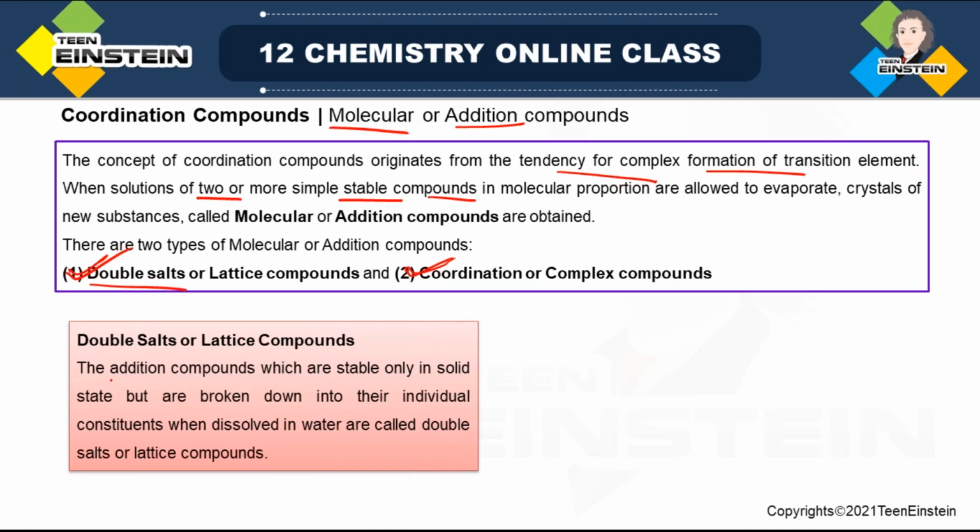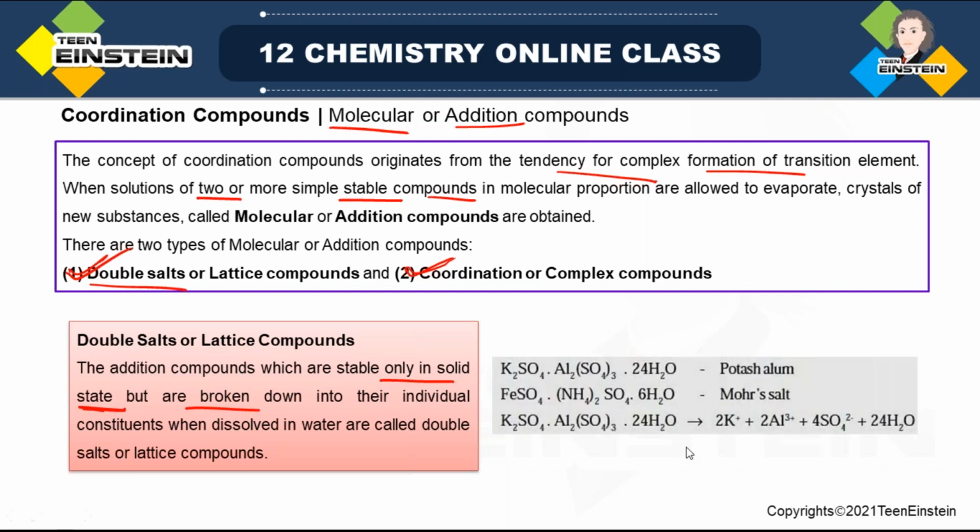There are some molecular or addition compounds which are stable only in solid state. As long as it is in solid state, it will be stable. But when you take it in water medium, then the individual constituents will be obtained. So it will be broken down into individual constituents, and when we see this observation, that means it is a double salt. We will take one example. Here we have two examples of double salt. One is potash alum, second one is Mohr salt.